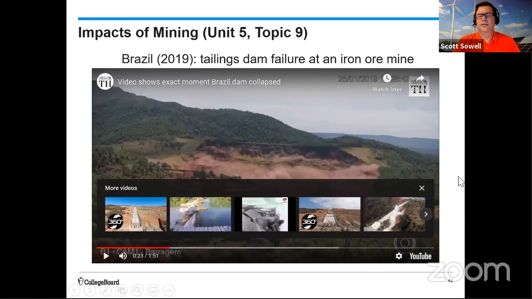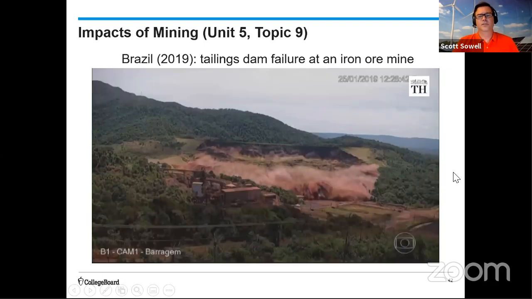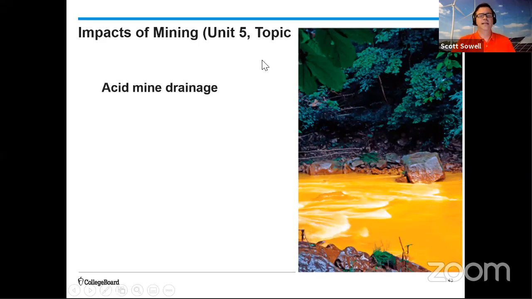So sadly, that could cause loss of life, but also has environmental consequences as well. So we really need to be careful of those tailings, how we store them, because we do not want them to affect the environment or to harm people.